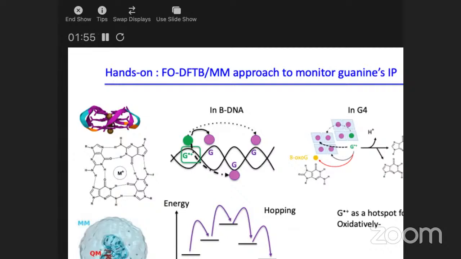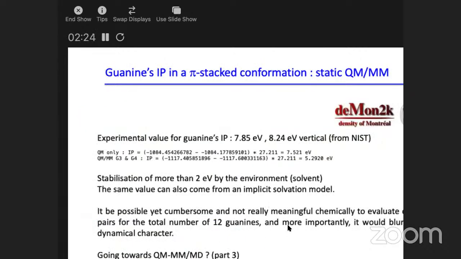So the first part is to do it only with constrained DFT, and then progressively we try to see, we won't go to the end, I guess, what the mechanism is. Do I go directly from the donor to the acceptor, or do I have some hopping that I want to sample in the structure? We want to do that because biologically, when you have this, you form 8-oxo-G, which is a major hotspot for oxidative DNA lesions.